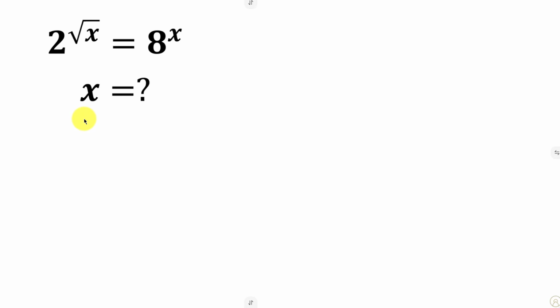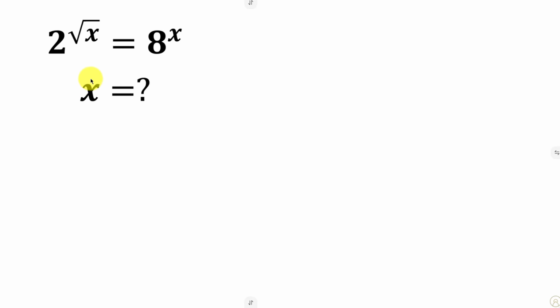We have this interesting question that says find the values of x given that 2 to the power of the square root of x is equal to 8 to the power of x. Many students find this difficult because they could only find one solution for x. But I tell you, there are more than one solution for x, and we can find the other ones.